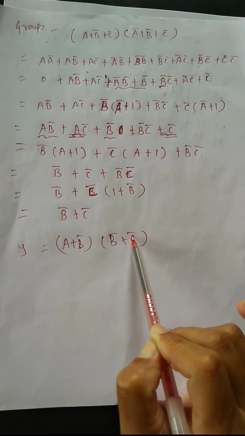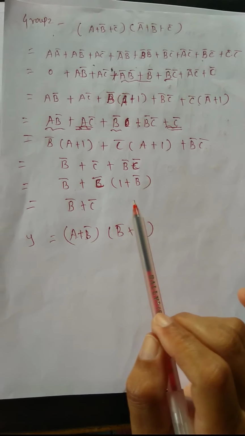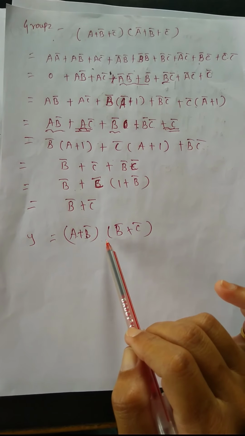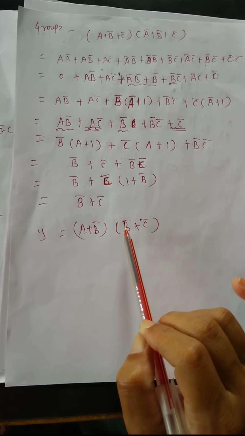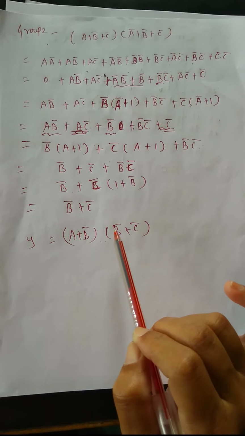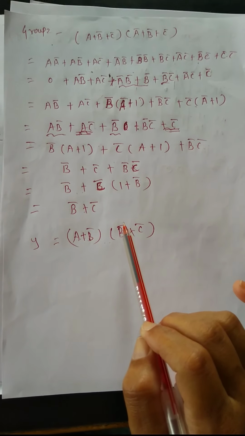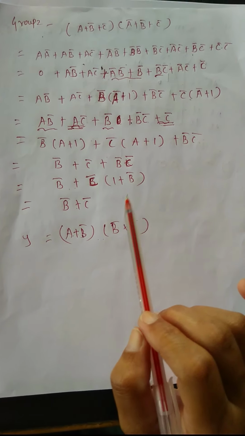The final answer: group 1 gives a plus b bar, and group 2 gives b bar plus c bar. And this is the final answer for this K-map. This is the expression in POS form, and those terms are max terms. For max terms you have to get the answer in POS form. In the next lecture we will study K-map simplification with don't care conditions. Thank you.